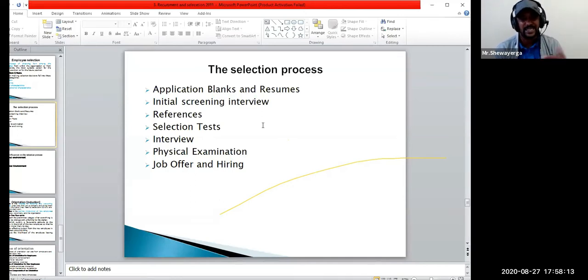The next step is physical examination, which in our country's context is known as medical examination. Physical examination is one of the processes or steps of selection. In some organizations or some jobs, this physical examination is mandatory. Let's say when an individual goes to the airport and applies for hostess.